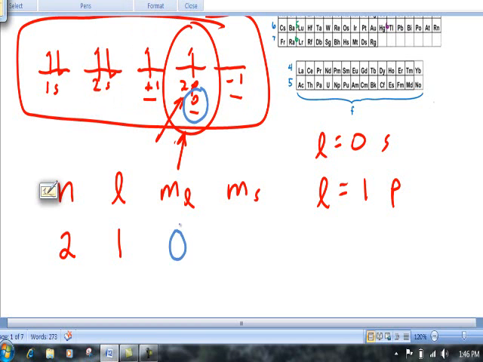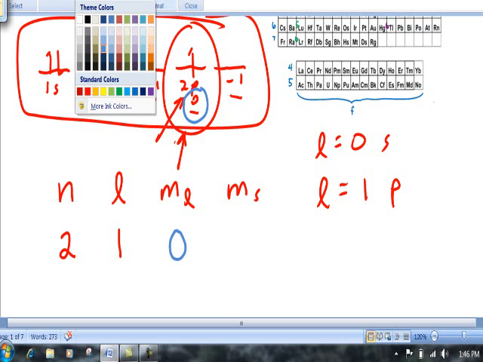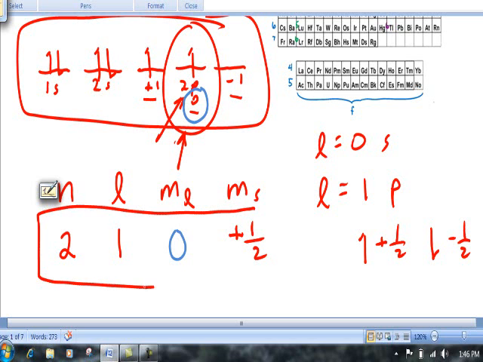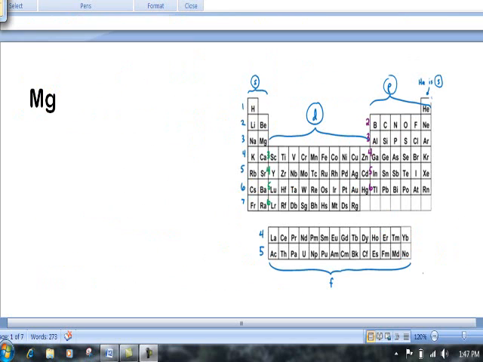The m sub s number then is the spin. For m sub s, if it's arrowhead up, it's a plus 1/2. If the electron is arrowhead down, it's a minus 1/2. Because this is an arrowhead up, this would be a positive 1/2 spin for this particular electron. And these four numbers would represent the four quantum numbers for carbon.